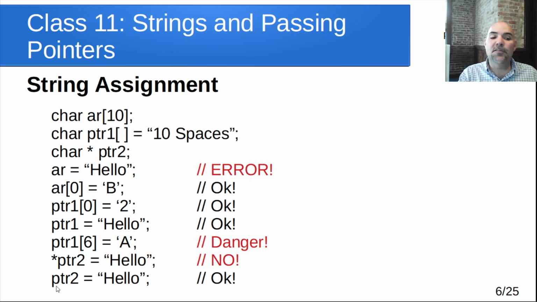But we can do this. We can say take this address that PTR2 is holding and set it equal to this address of the word hello. That's okay. So look at those again very carefully, and think about what each one of them is doing. It's important to understand how pointers work, how arrays work, and ultimately how strings work.